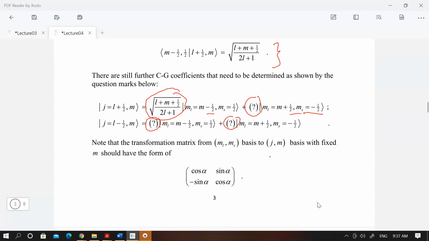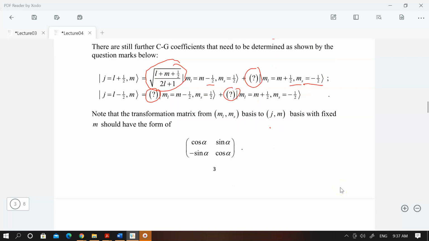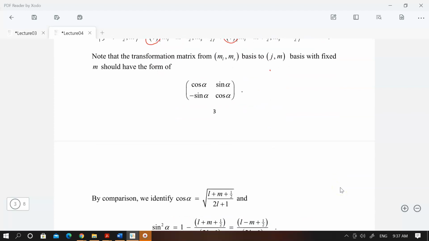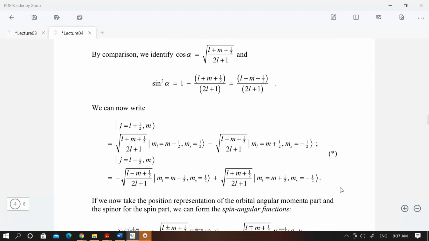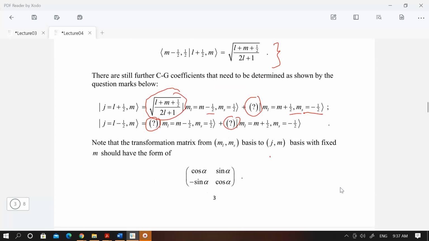and you can rewrite this as an orthogonal matrix like the rotation matrix: cos alpha, sin alpha, minus sin alpha, cos alpha, and then identify the cos alpha with the given Clebsch-Gordan coefficient. So you identify cos alpha equals to that, and once you identify that, then you can also get your sin alpha. So cos alpha equals to that amounts to this part being equal to this part.